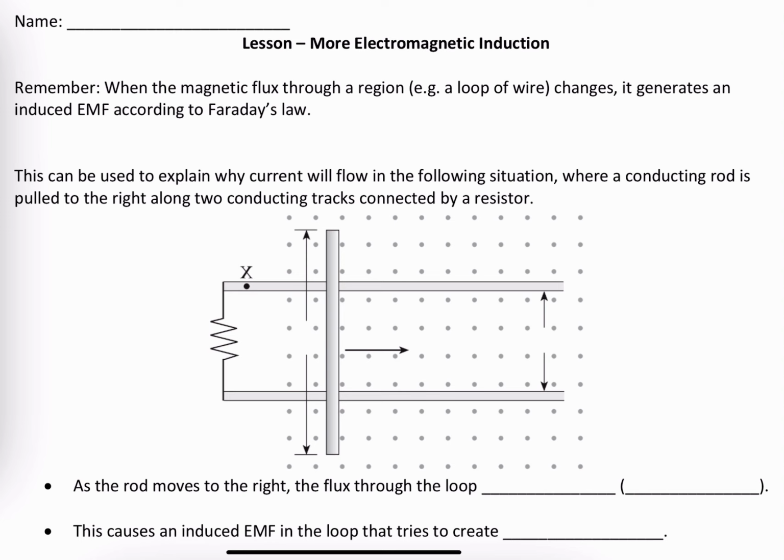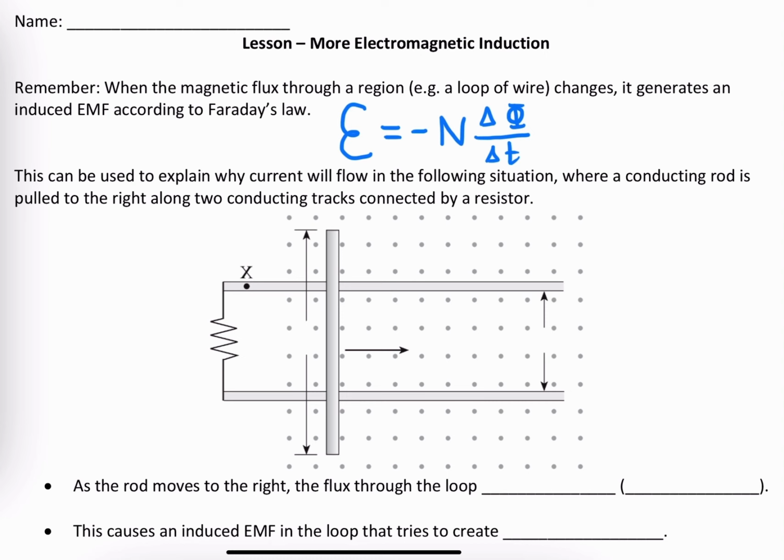But for now, let's stick with Faraday's law because that's what we're familiar with. And I'll just write it here as a quick reminder. So Faraday's law says that the induced EMF in a region, often a loop of wire or something like that, is negative N times the change in flux, magnetic flux, over the change in time.